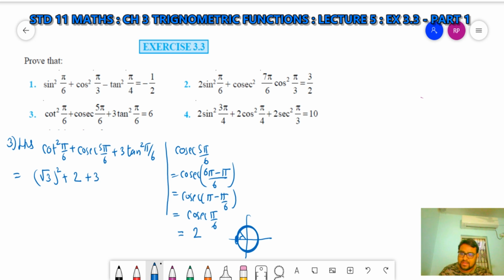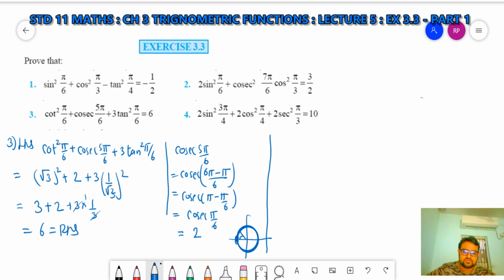Tan square pi by 6, right? Now tan pi by 6 is 1 by root 3 and it's squared. So root 3 square is 3, plus 2, plus 3 times 1 by root 3 square, and what is 1 by root 3 square? 1 by 3. So this is equal to 1. So 3 plus 2, 5 plus 1, 6. This is equal to RHS. Clear?